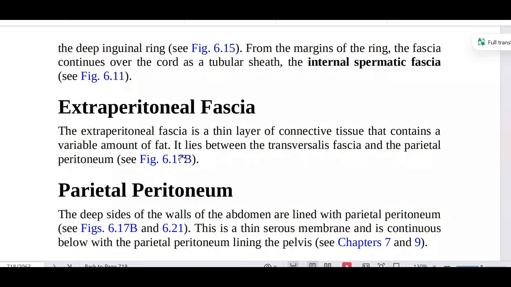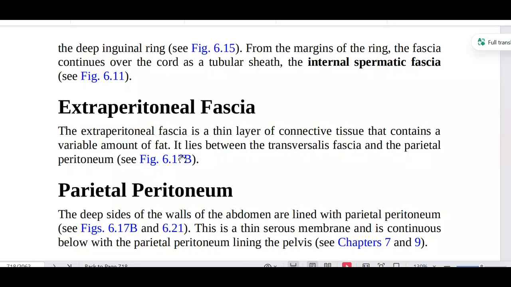We have the extraperitoneal fascia, and then after that we have the parietal peritoneum, and behind the parietal peritoneum we are going to have the visceral peritoneum, and on the inside of the visceral peritoneum we are going to have the peritoneal cavity, and in the peritoneal cavity we are going to have the viscera of the abdomen.